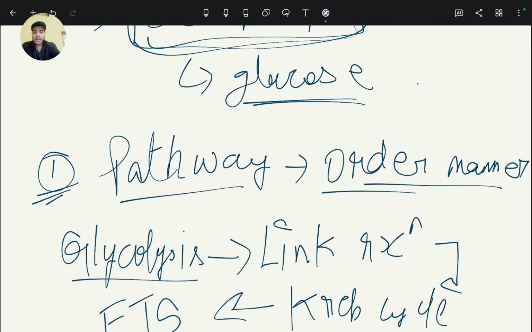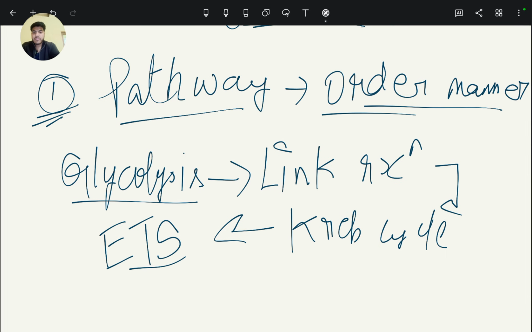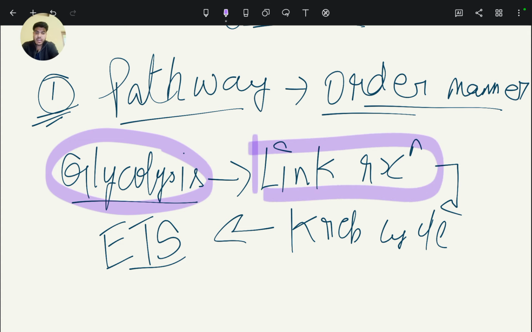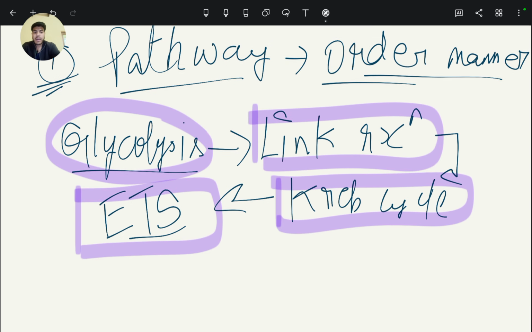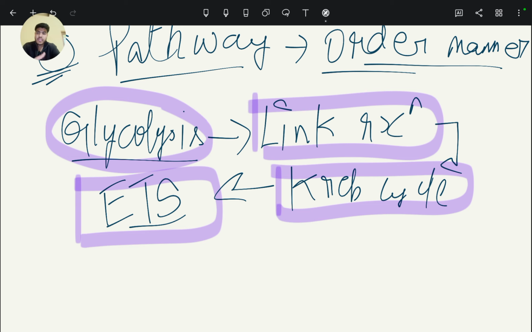So the first assumption is that all this pathway takes place in an ordered manner. Firstly, the process of glycolysis happens. After it, link reaction, and after link reaction, there is Krebs cycle, and after Krebs cycle, the electron transport system or electron transport chain happens. By all these pathways, we get energy.